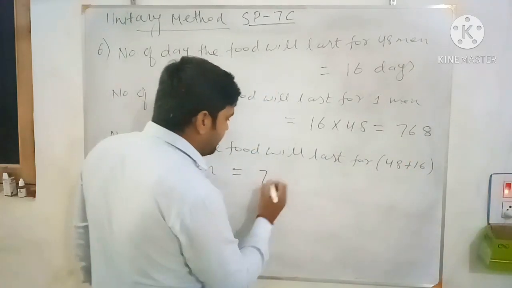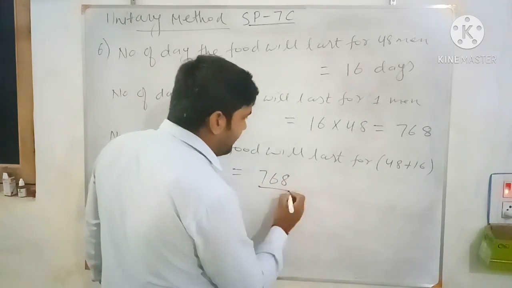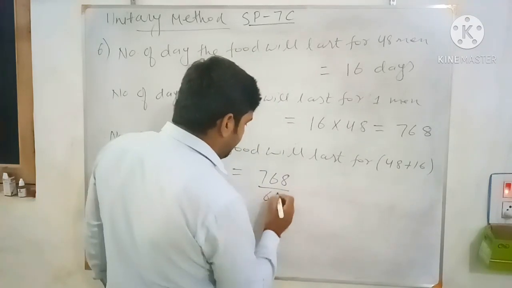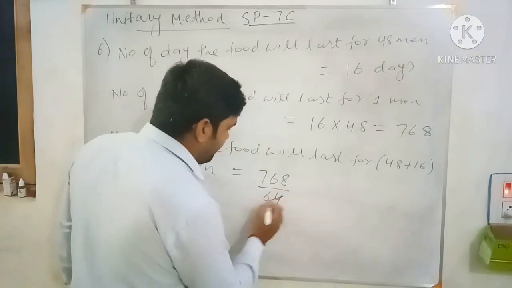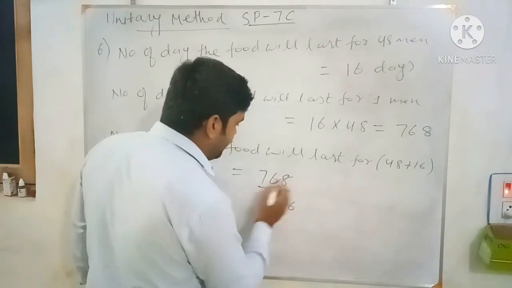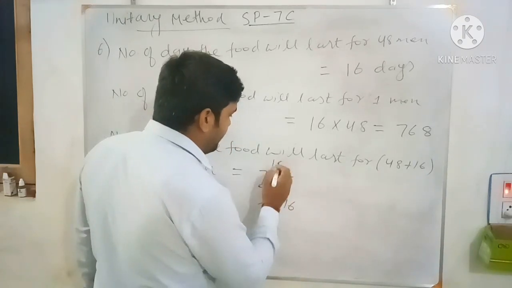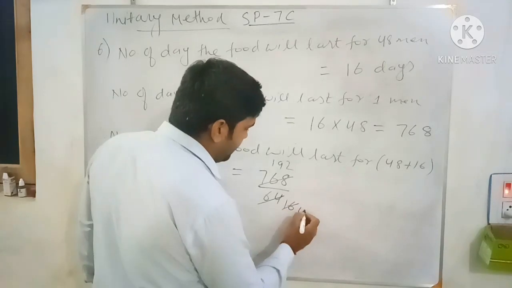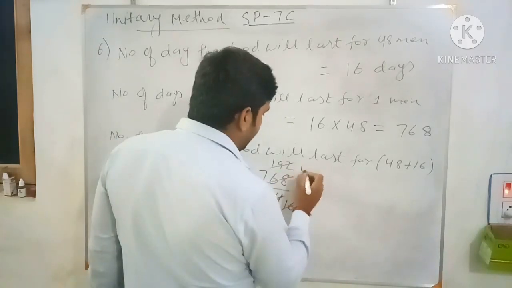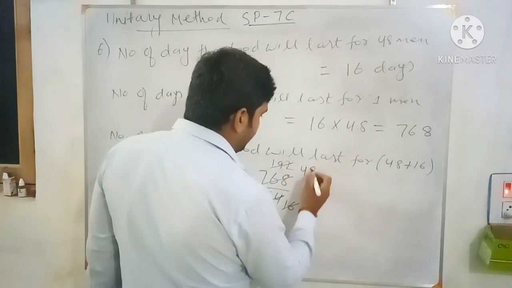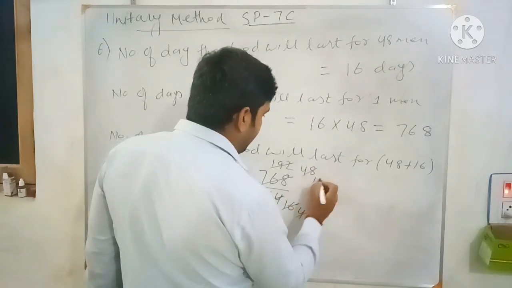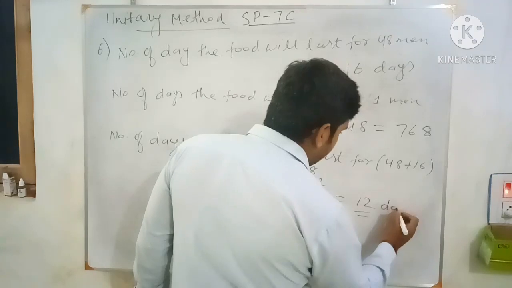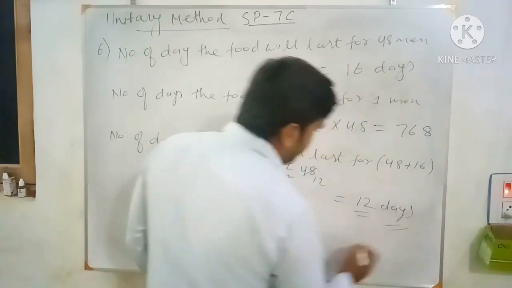So 768 divided by 48 plus 16 is 64. Now see, 4 1s are 4, 4 9s are 36, 4 2s are 8. Now again see, 4 4s are 16, 32, 4 8s are 32, again 4 1s are 4, 4 12s. So it will last for 12 days. How many days? 12 days.